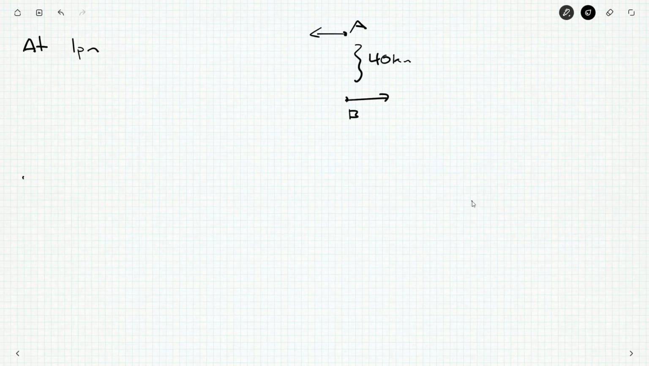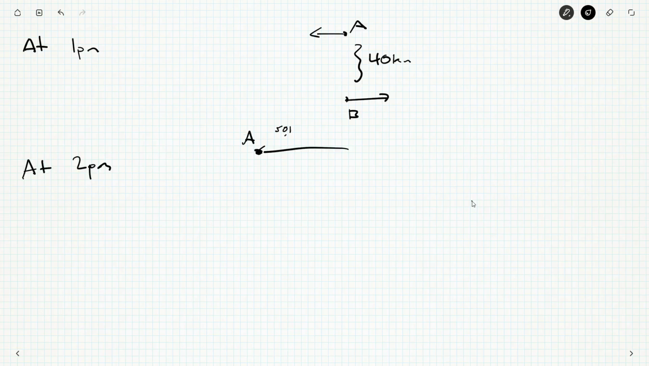Okay. Now, at 2 p.m., that's 1 hour later. So A has gone a distance, and A is over here. A has gone 50 kilometers per hour in 1 hour. So A has gone 50 kilometers from this starting point where they were both lined up. And B has managed to go the other way, going at 60 kilometers per hour for 1 hour, because it's 1 hour between 1 and 2 p.m. So B has gone 60 kilometers.